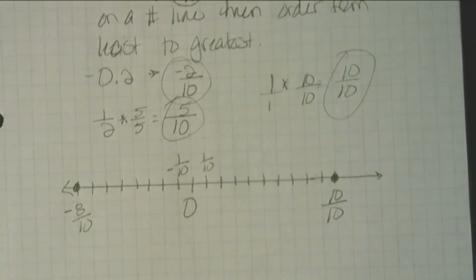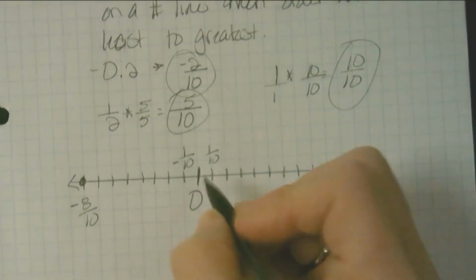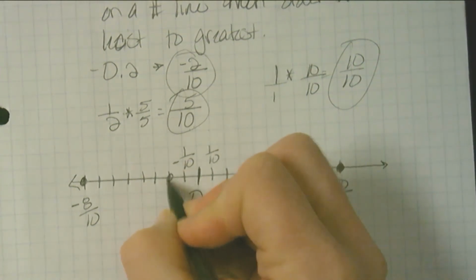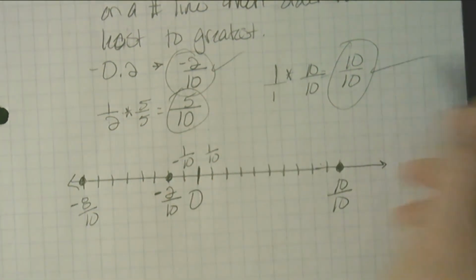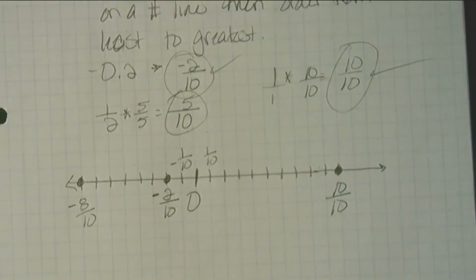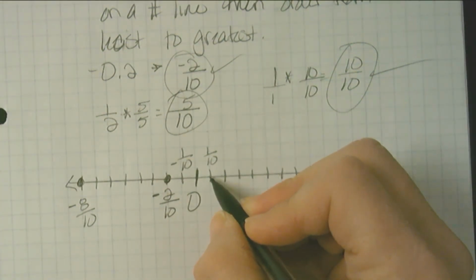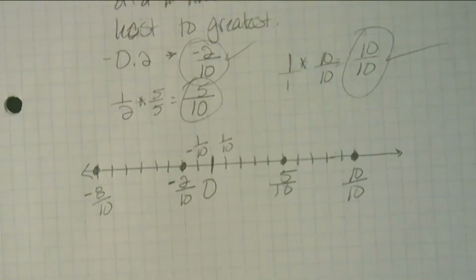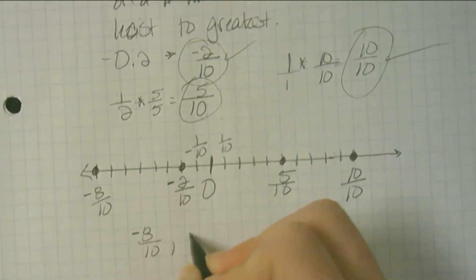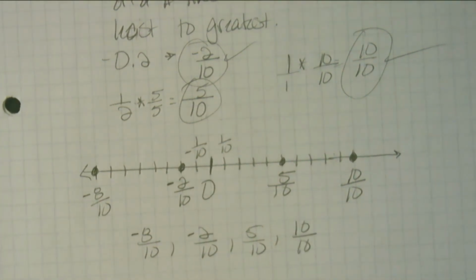So where would -2/10 be on my number line? Here's my 0. Where would -2/10 be? Angela? Excellent. Here's -2/10. I'm going to put a dot there and label that. So I've done this one, I've done this one, I've done this one. How about 5/10? Where is that going to be? Mateo? 1, 2, 3, 4, 5. Here's 5/10. So I have -8/10, -2/10, 5/10, and 10/10. There is an order of least to greatest.